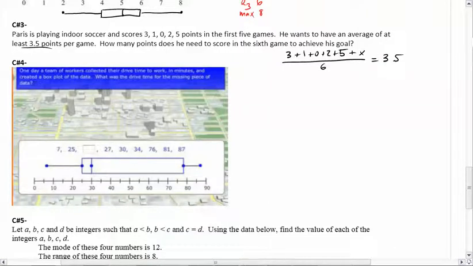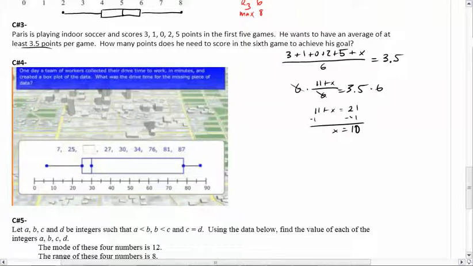And so at this point I can solve. I'm going to add all that stuff on the top together. 3 plus 1 is 4, plus 0 is 4, plus 2 is 6, plus 5 is 11. So I got 11 plus x divided by 6 equals 3.5. And then I can multiply both sides by 6. So I have 11 plus x equals 3.5 times 6. 3.5 times 6 is 7 times 3, which is 21. And then I subtract the 11, and holy smokes, Paris, you better be on your game, man, because you're going to have to score 10 points.